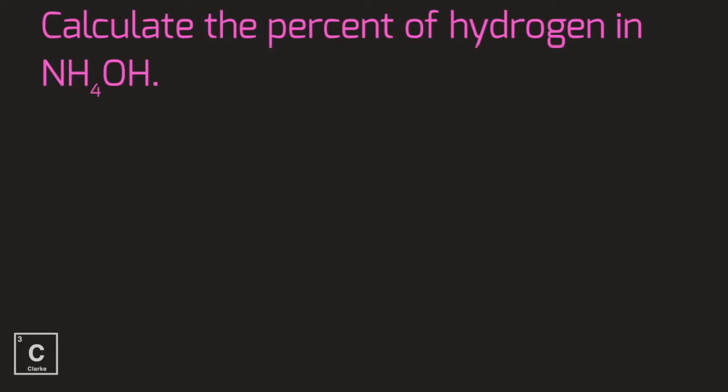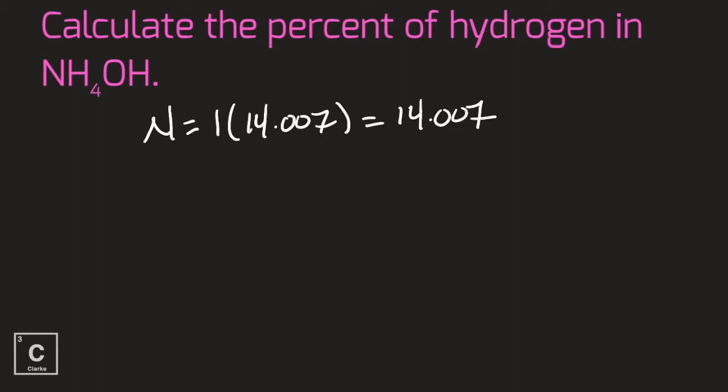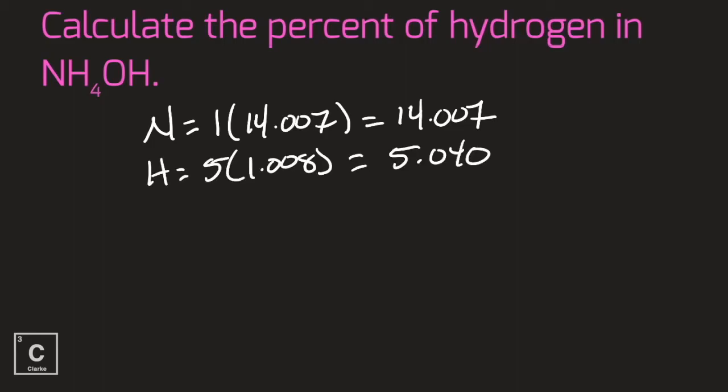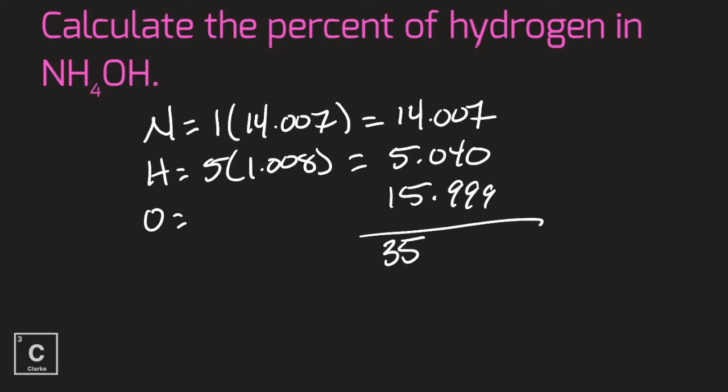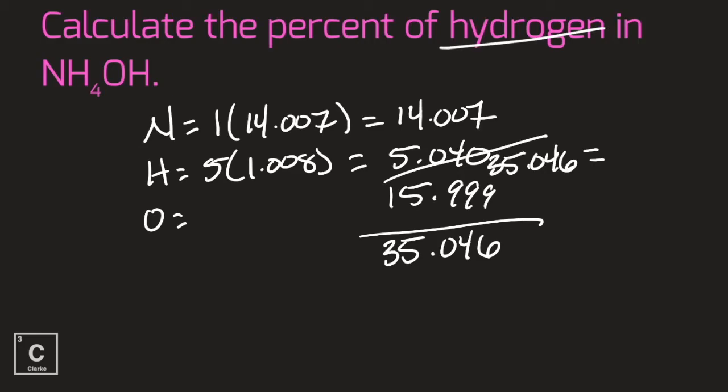Calculate the percent of hydrogen in NH4OH, ammonium hydroxide. Now, do we notice that hydrogen is in 2 different places? So when we list those, we've got nitrogen, we only have 1. Hydrogen, though, let's go ahead and combine them. We have 5. Y'all, I can do this fast math, so I just went ahead and did it. Oxygen, we only have 1. Let's get that total. I'm getting 35.046. I'm only looking for hydrogen.